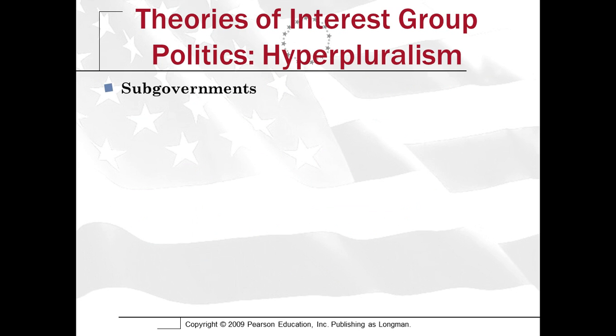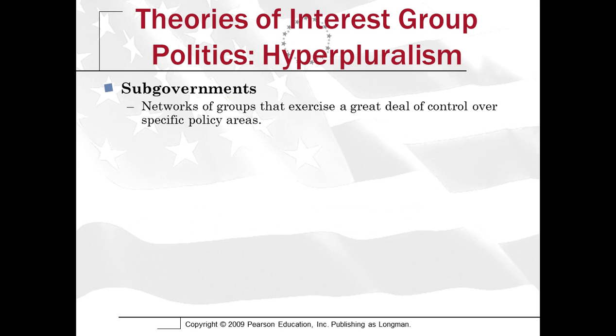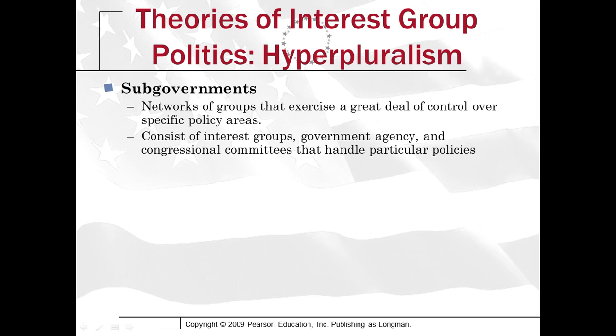Hyperpluralism is a different theory, and it starts with the idea of subgovernments. It talks about groups that exercise a great deal of control over specific policy areas. Subgovernments are often called iron triangles because there are three parts to them: the interest group that's trying to get the policy, the government agency that regulates that policy, and the congressional committee.